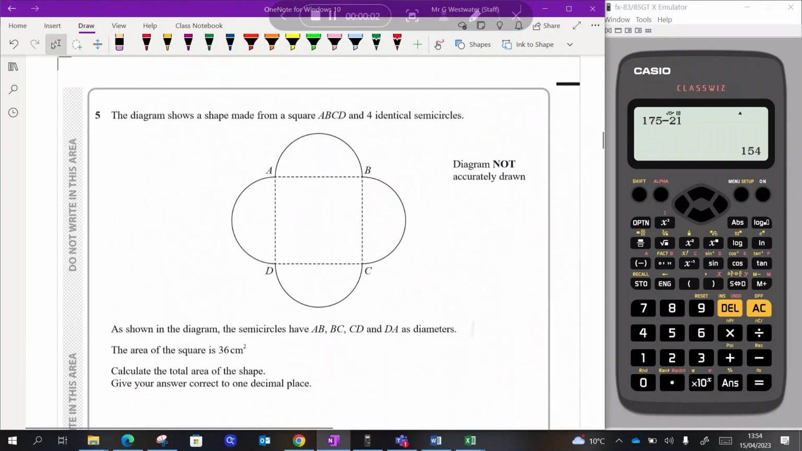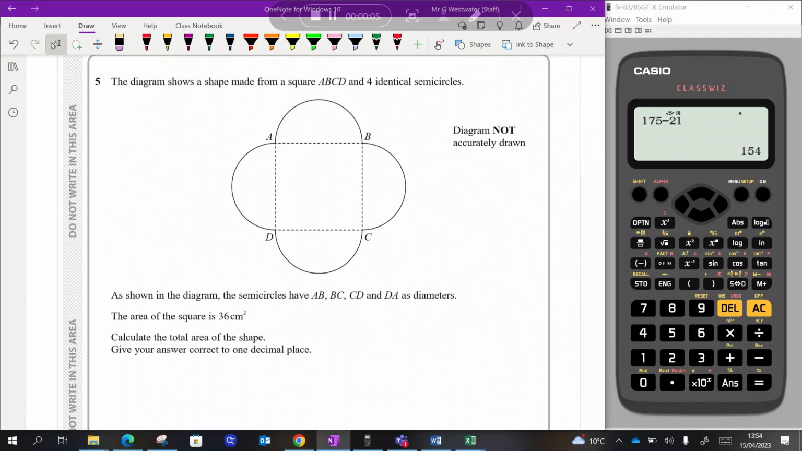Okay, on to question 5. The diagram shows a shape made of a square ABCD and 4 identical semicircles. As shown in the diagram, the semicircles have these diameters AB, BC, CD, and DA, and the area of the square is 36 centimeters squared. So the length of one of these sides is going to be the square root of 36, which is 6, because 6 times 6 is 36. So square root of 36 equals 6. Calculate the total area of this shape.